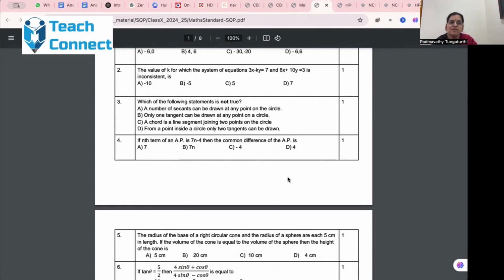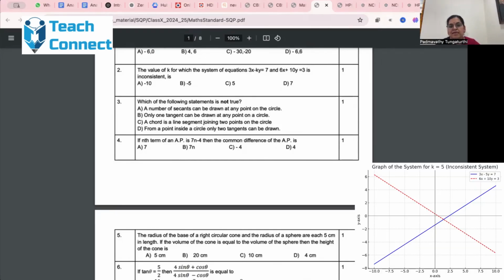Therefore, we can solve using the slopes. Look at this: 3x minus ky is equal to 7, and 6x plus 10y is equal to 3. For the equations to be inconsistent, k should be -5. That's how the value of k will be -5. But the trick of the question is to recognize that these are inconsistent equations, and therefore the slopes are equal.